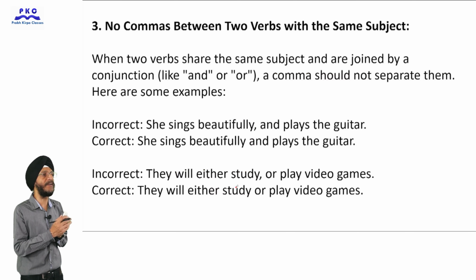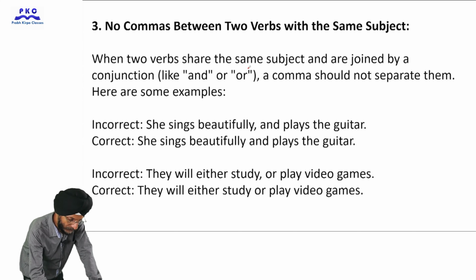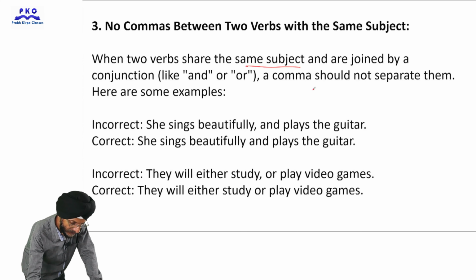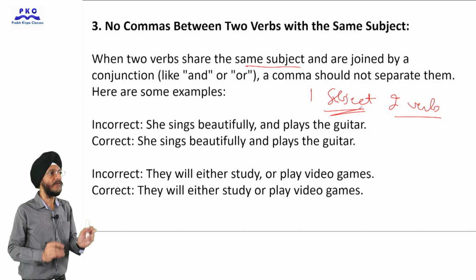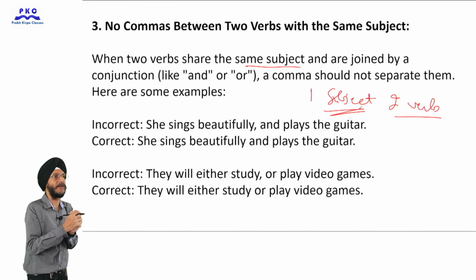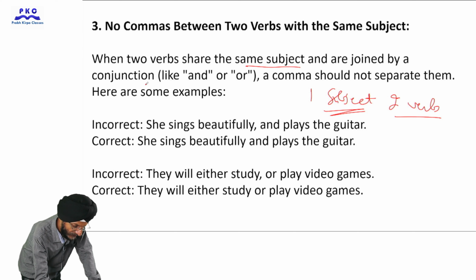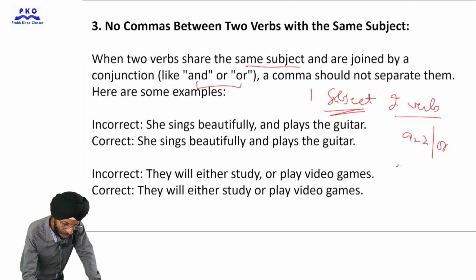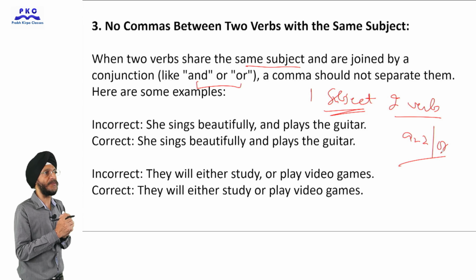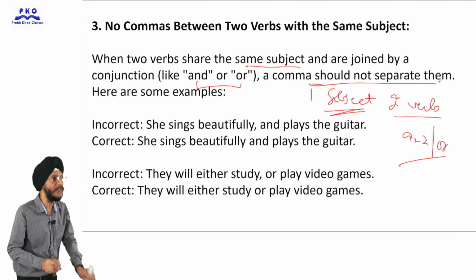Next is no comma between two verbs with the same subject. When two verbs share the same subject, that is, there is one subject in the sentence, two verbs are there in the sentence, and the verbs are joined by a conjunction like and or or, a comma should not separate them. Let us understand the same with the help of an example.